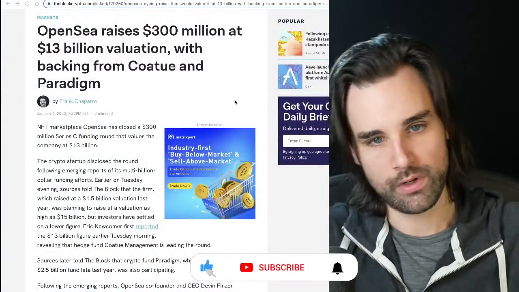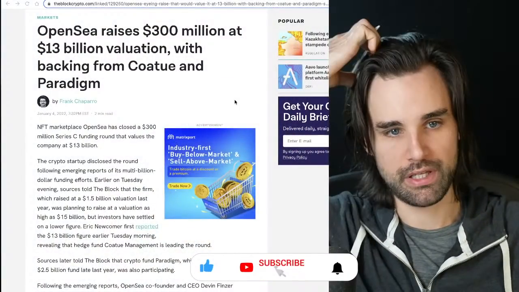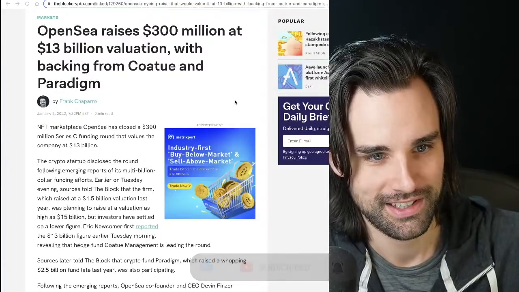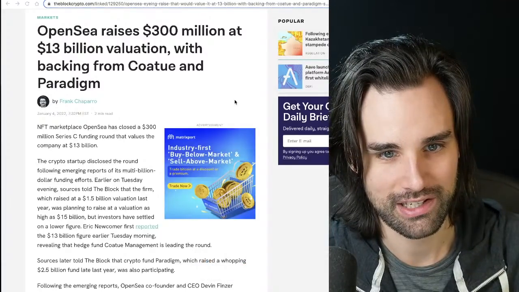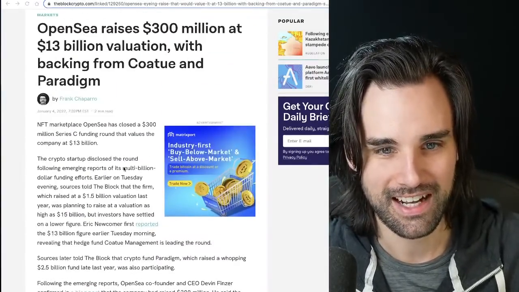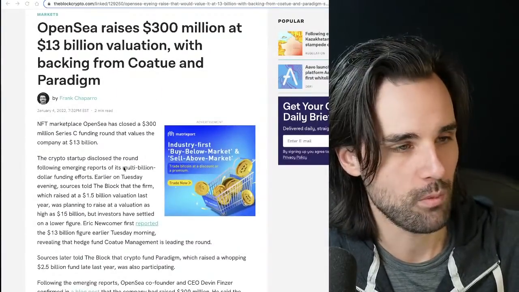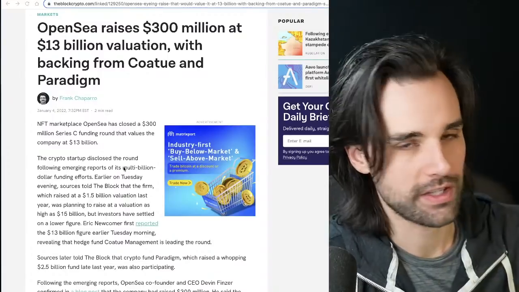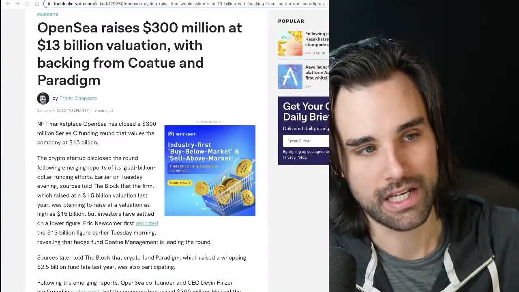So we have more news on the NFT front with OpenSea, raising $300 million at a $13 billion valuation with backing from two major firms here. So that's a pretty big deal. We talk about OpenSea a lot and why this is huge for the NFT space. OpenSea is the primary NFT marketplace.